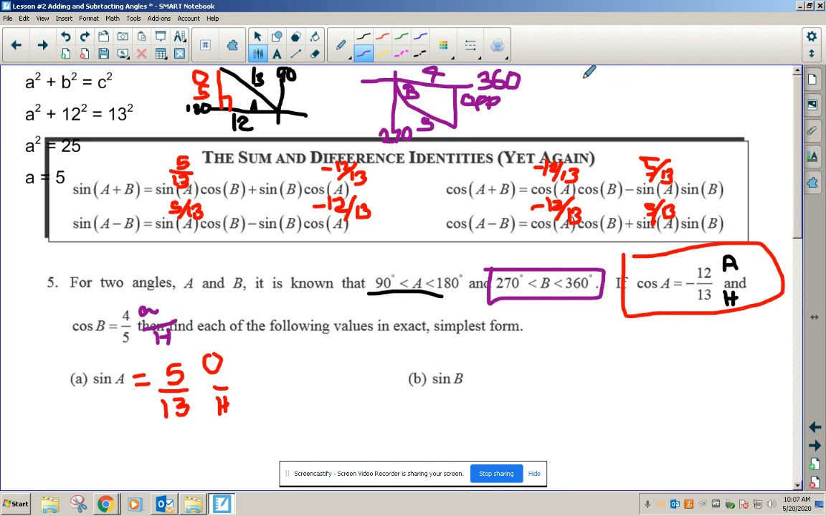So you have altitude squared plus your base of 4 squared is equal to your hypotenuse of 5 squared. This is 16, this is 25. 25 minus 16 gives you your altitude squared is 9, making your altitude 3 when you square root both sides to solve. So get rid of the square by square rooting. So now your opposite side is 3.